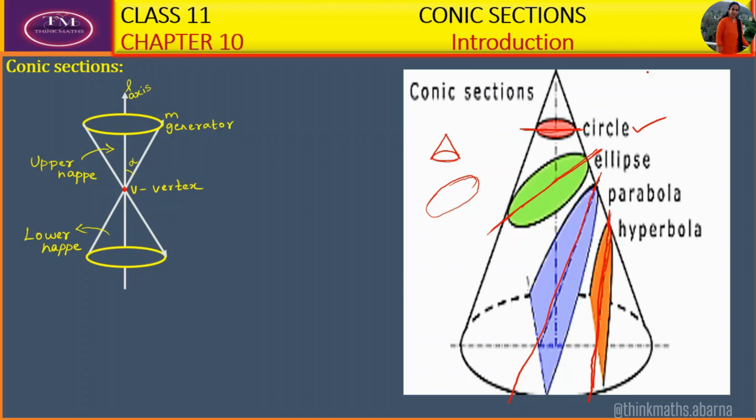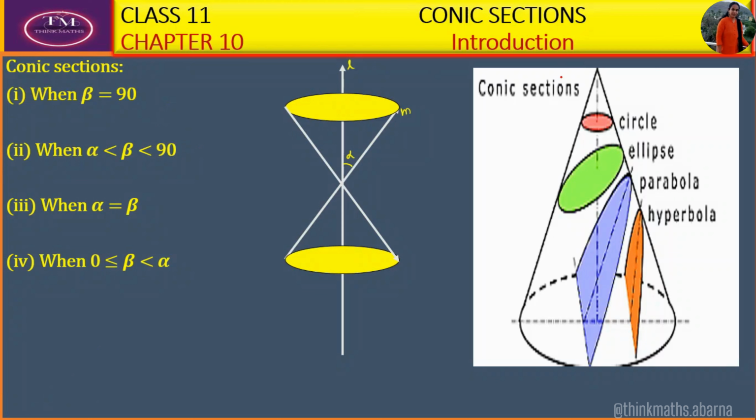Now, on the next page, we will be learning how the circle, ellipse, parabola and hyperbola are generated using angles. I just showed you how we can draw lines. Now, what angle does the cutting plane make with this vertical axis? Let us learn that on the next page.